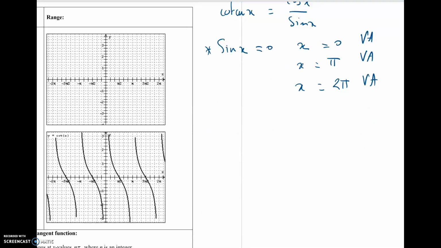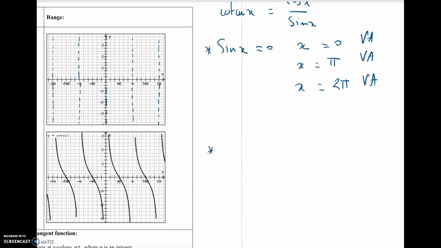So at x equal pi, I got a vertical asymptote. At x equal 0, I got a vertical asymptote. At x equal 2 pi, I have a vertical asymptote, and by effect of symmetry, I can fairly say at minus pi, I got a vertical asymptote, and at negative 2 pi, I got a vertical asymptote.